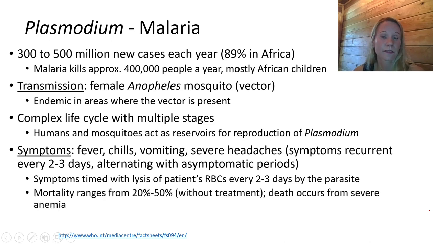Mortality, 20 to 50% without treatment. And the death occurs because of this lysis of the red blood cells. That is called severe anemia.